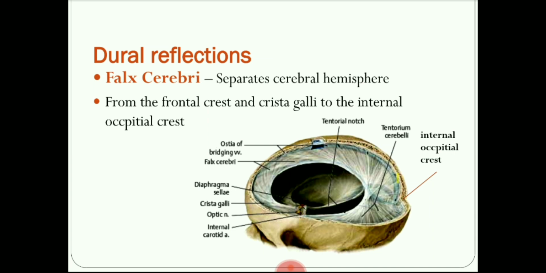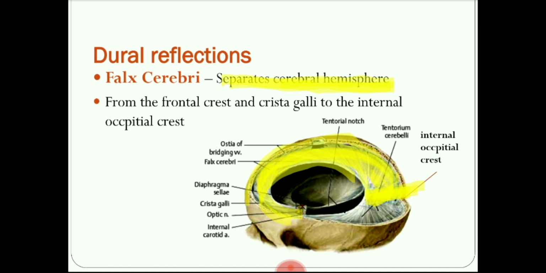This falx cerebri separates the two cerebral hemispheres and is located in the mid-sagittal plane. And look at the shape of the falx cerebri. It is sickle shaped, having an anterior pointed end and a posterior broad end, having an upper convex margin which is attached to the inner surface of the cranium just below the sagittal suture, and an inferior concave free margin.